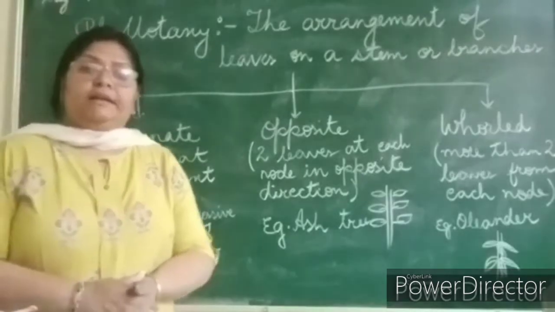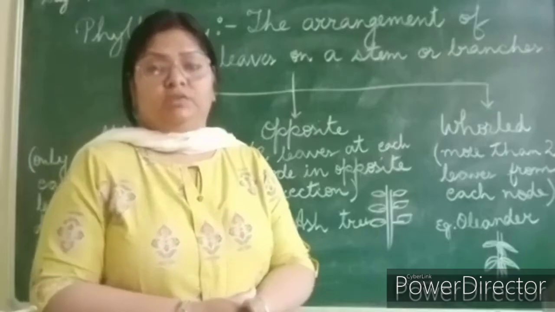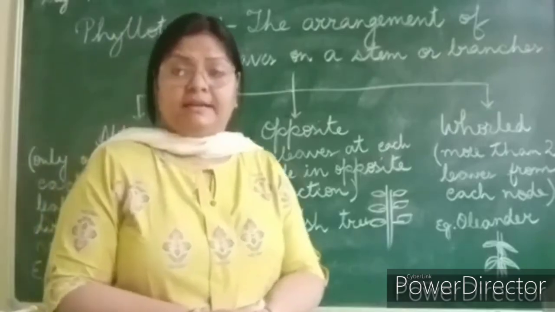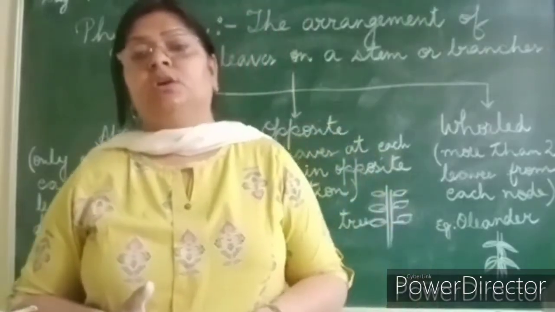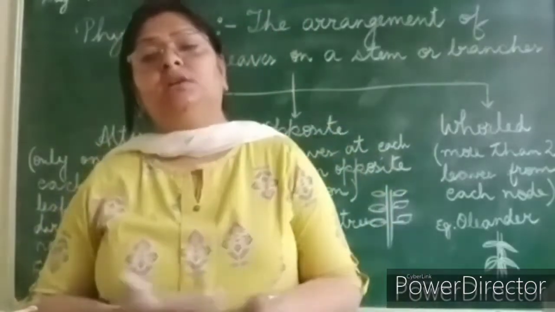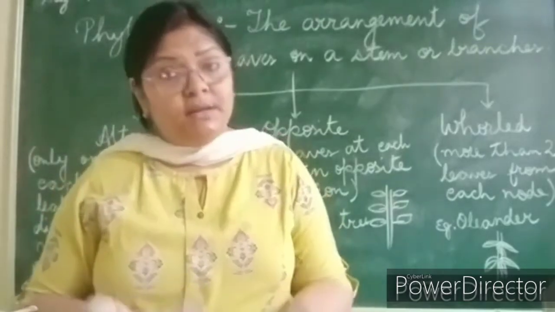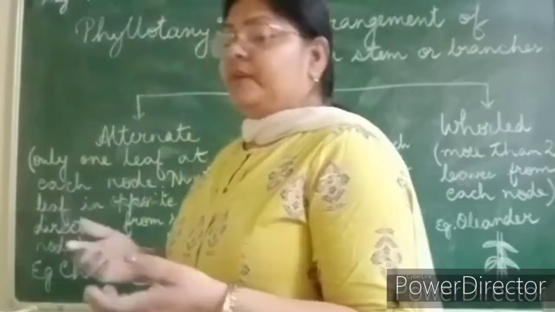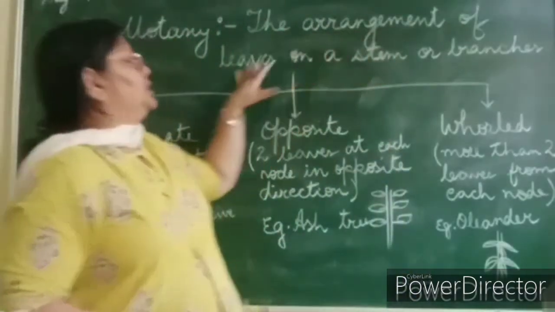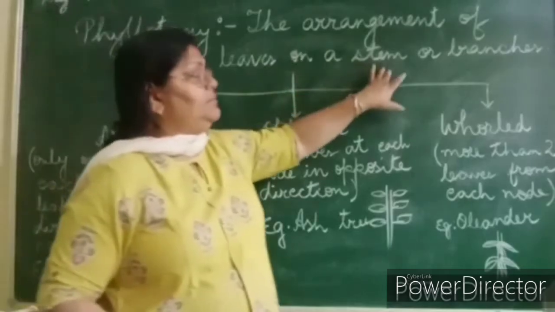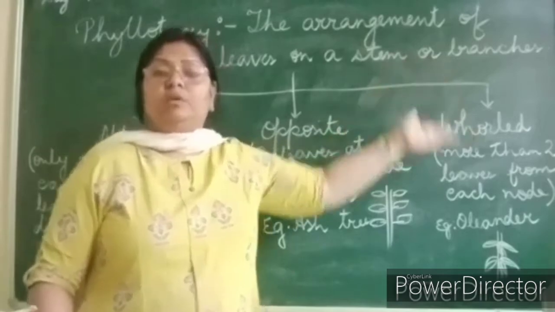Now we come to the next topic about the leaf, that is phyllotaxy. You must have seen the leaves arranged on the stems in different ways. Today we are going to study the different ways in which the leaves are arranged on the stem and what they are named. So what is phyllotaxy? Phyllotaxy is the arrangement of leaves on a stem or branches. Either the leaves are on the stem or on the branches.